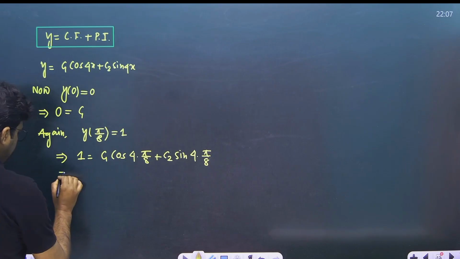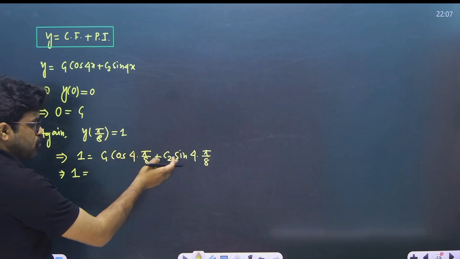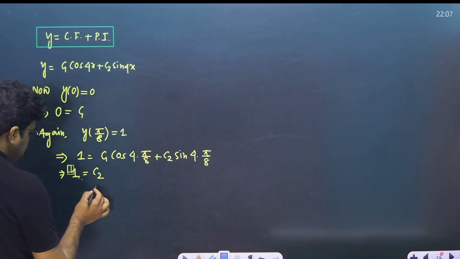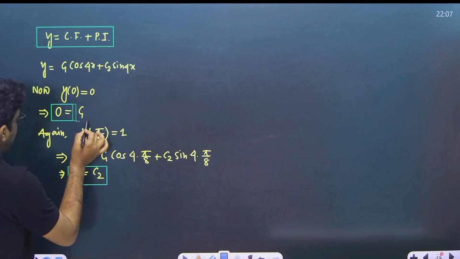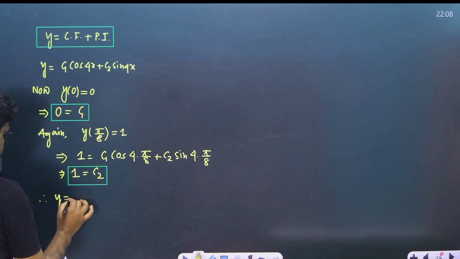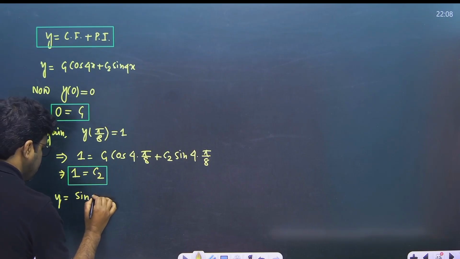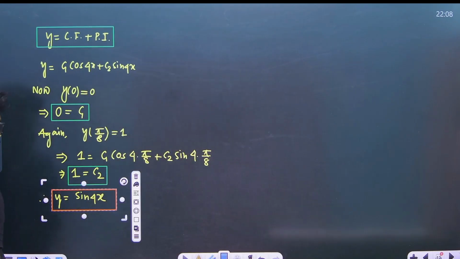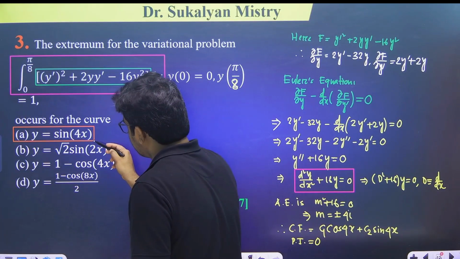So ultimately what we get? So this will be cos π/2, cos π/2 is 0. So this will be sin π/2, sin π/2 is 1, that is C2 is equal to 1. Okay. So ultimately the value of C2 is 1 and C1 is 0. So the solution becomes, therefore, y is equal to sin 4x. So this is the required curve. So option A is the correct answer.